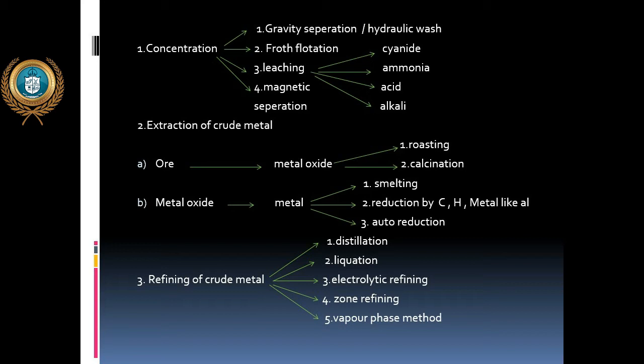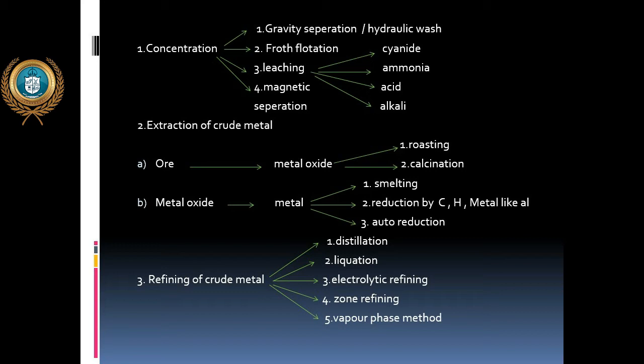The next process is extraction of crude metal. Under this there are 2 processes. First, the ore converts to metal oxide. It can be done by 2 methods: roasting and calcination. Then the second step, metal oxide converts to metal. It can be done by 3 methods: smelting, the reduction by carbon, hydrogen and some more metals like aluminium, and then the third one is auto reduction. So in extraction of crude metal there are 2 steps: ore converts to metal oxide, and metal oxide converts to metal.